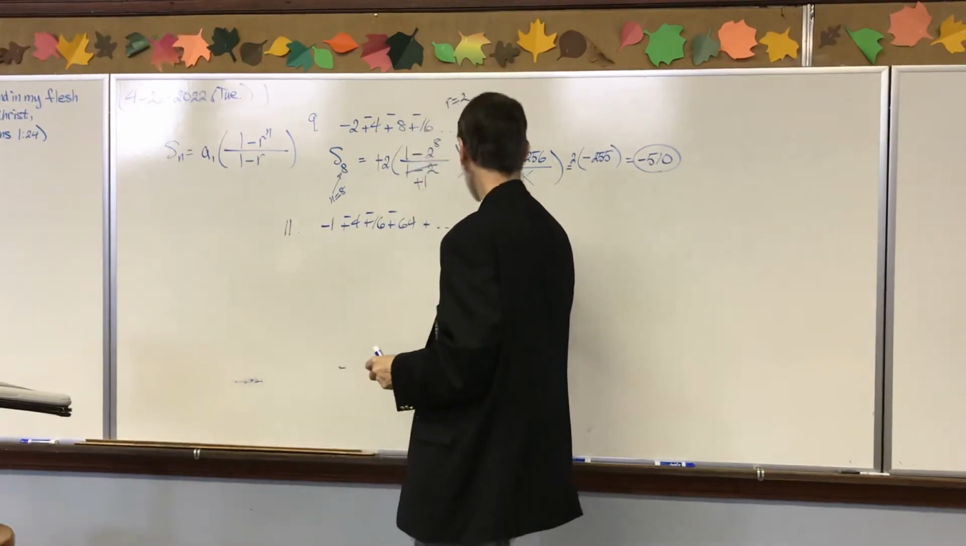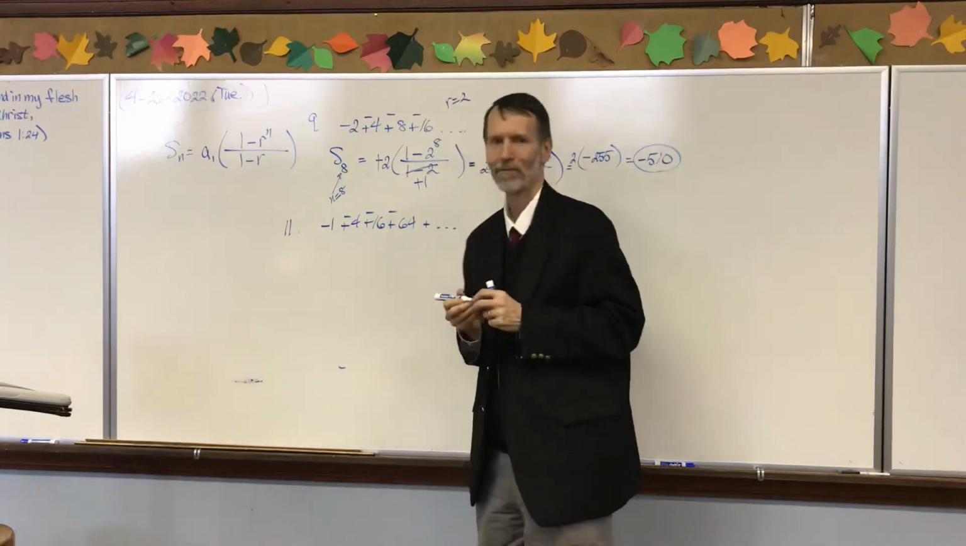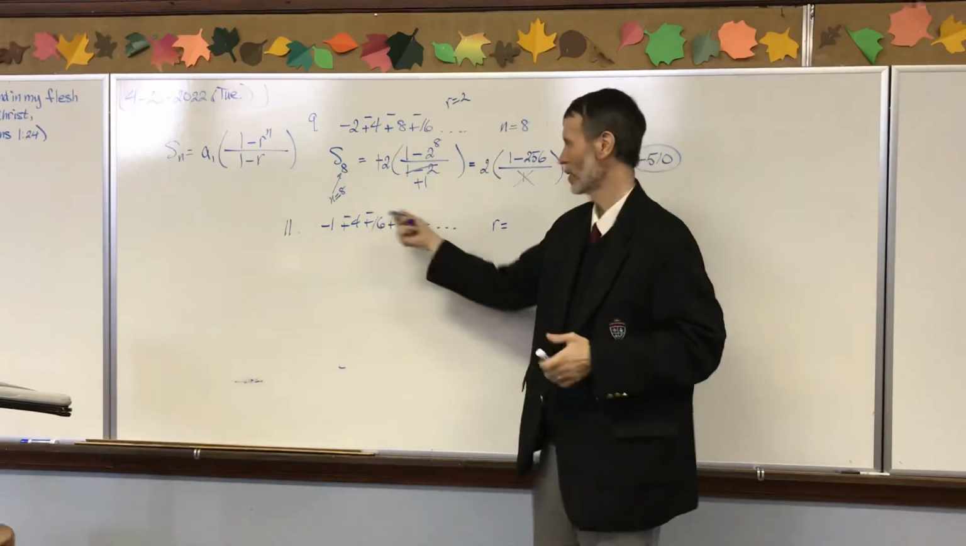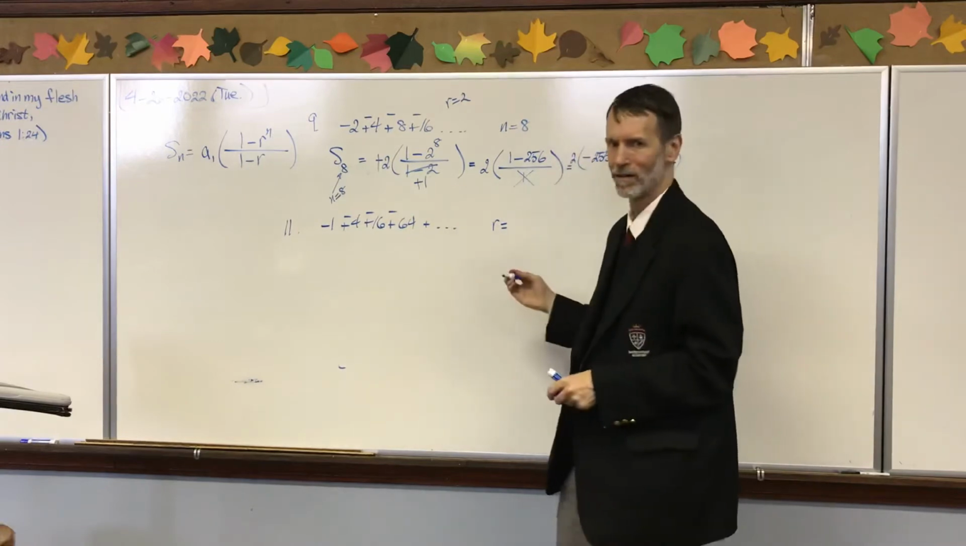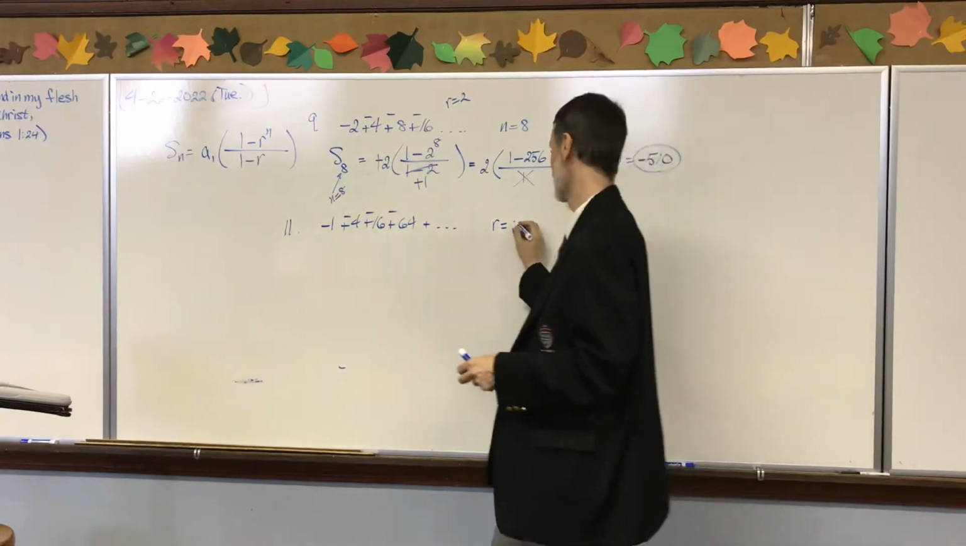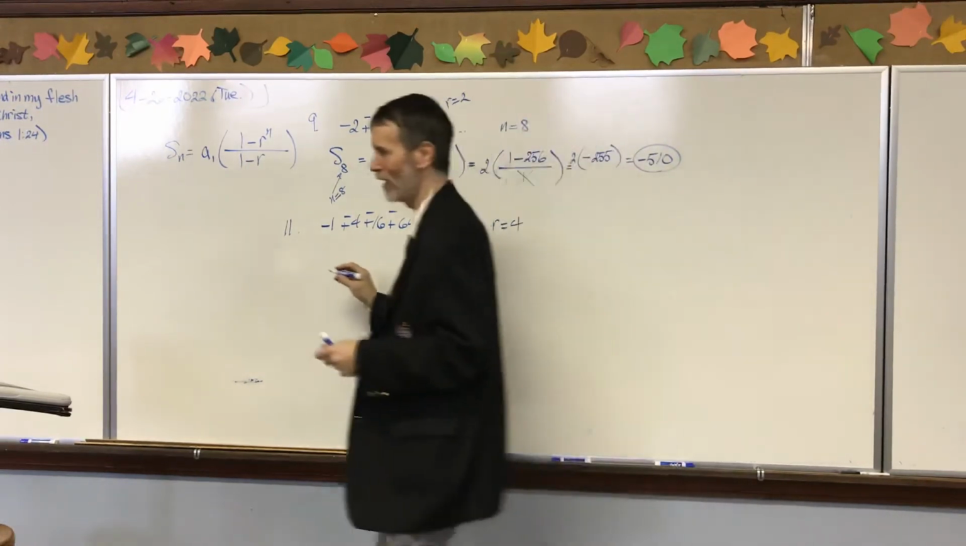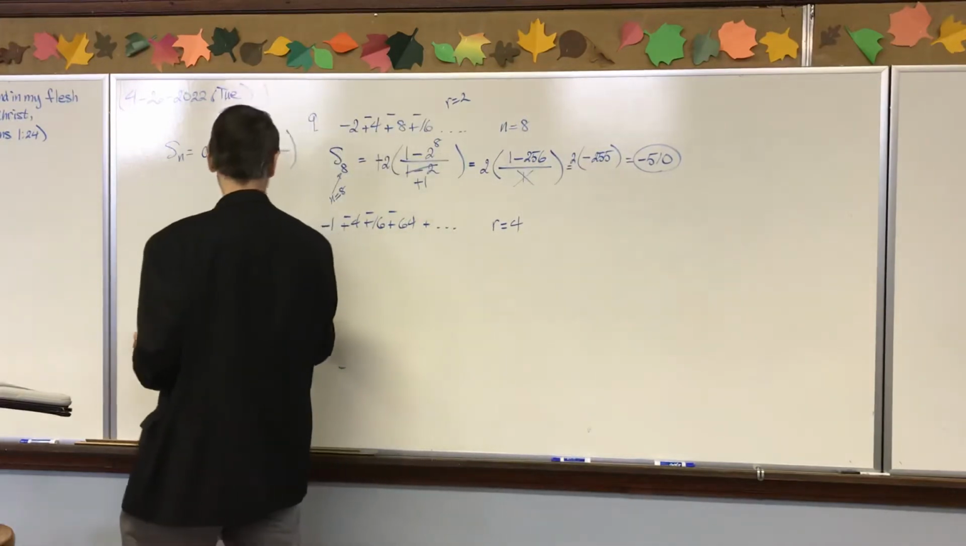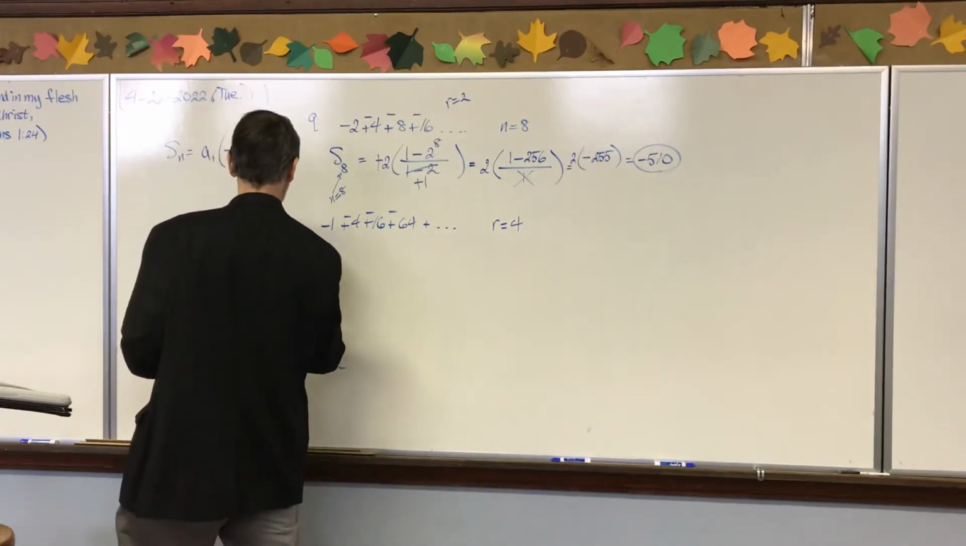So, somebody tell me the value of R. Eric, help me out here. What are they multiplying by? 4, correct. R is equal to 4. On number 11, they're looking for n equals 8. So they're looking for S8.